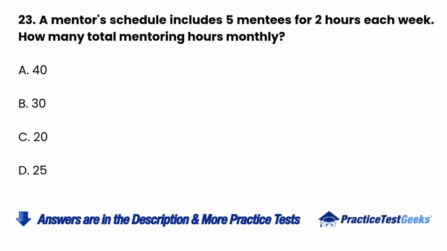23. A mentor schedule includes 5 mentees for 2 hours each week. How many total mentoring hours monthly? A. 40. B. 30. C. 20. D. 25.